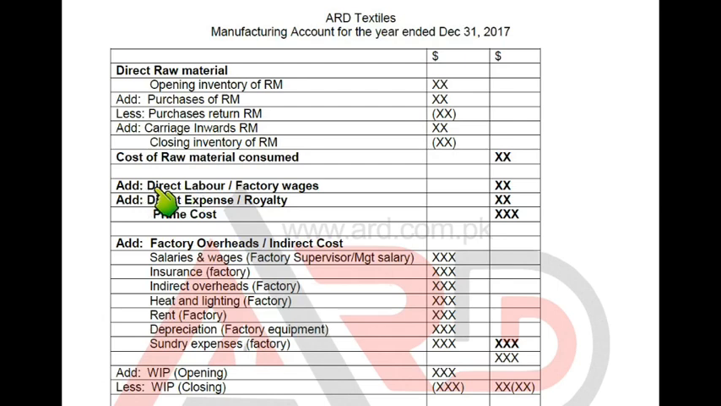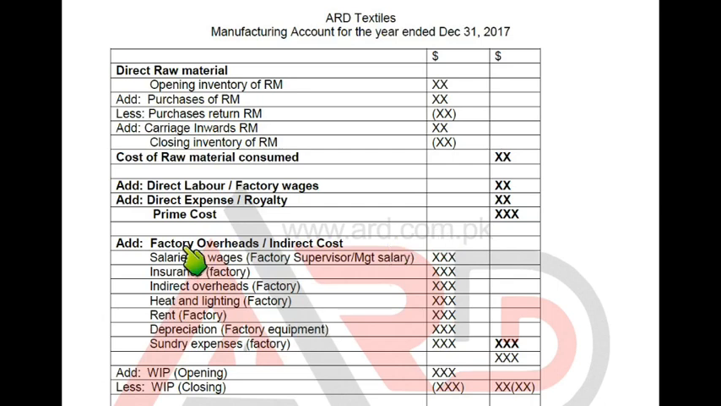In the exam, it will be written with the name of direct labor or factory wages. Another name for factory wages will be production wages or manufacturing wages. After direct raw material, we'll be writing direct labor. Thirdly, we have direct expense or royalty. If we add up all the direct costs, it will be prime cost.